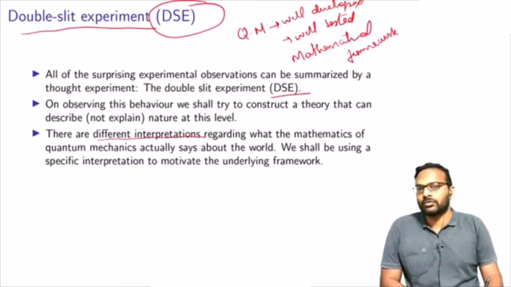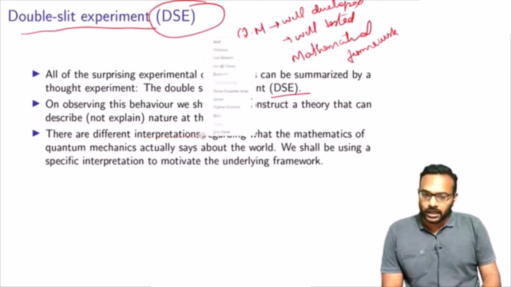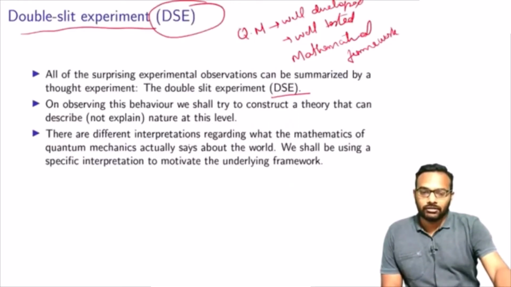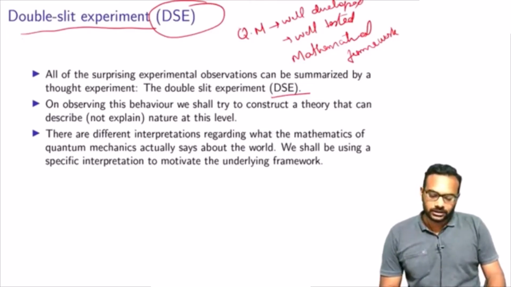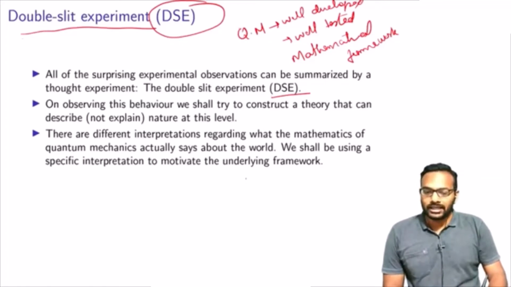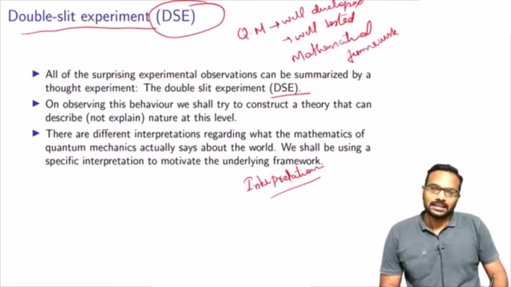We don't have this problem of interpretation in classical mechanics. It's very clear what Newton's equation, for example, means. There are different interpretations, and you have to be aware of this. For the purpose of this talk, I'll be assuming a particular interpretation, but you don't have to worry about it. Once we go to the mathematics, in one of the future lectures, we'll discuss all these interpretations.